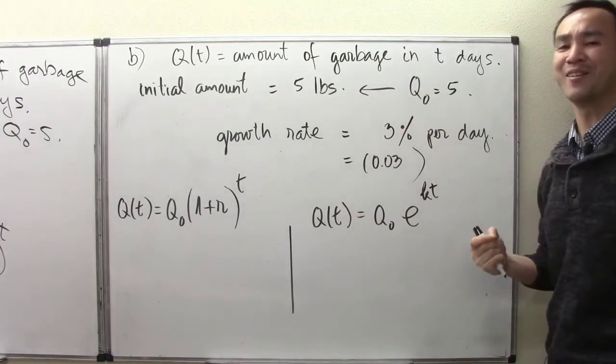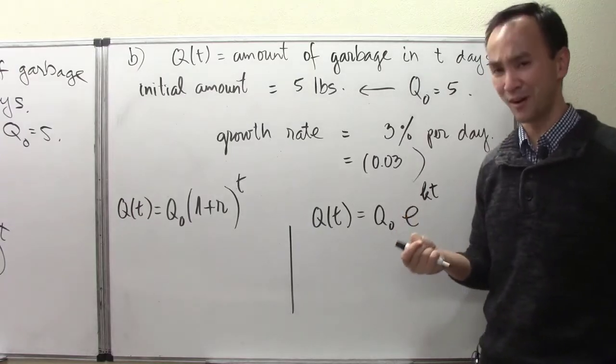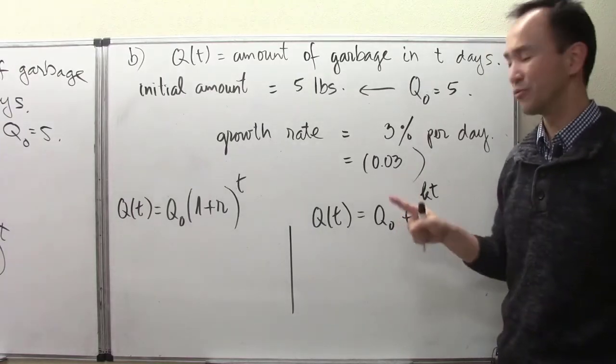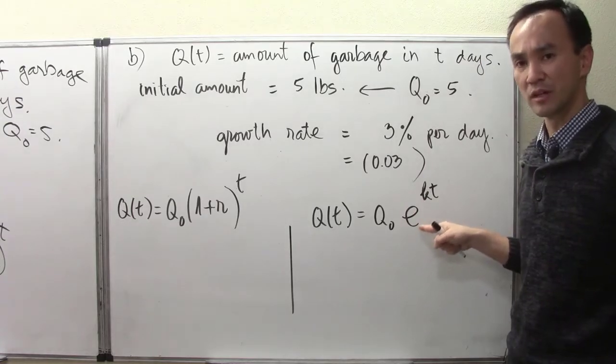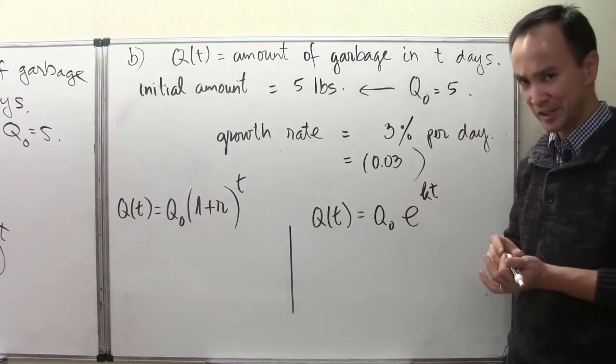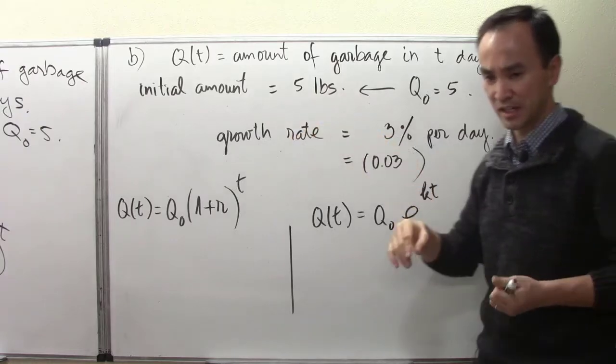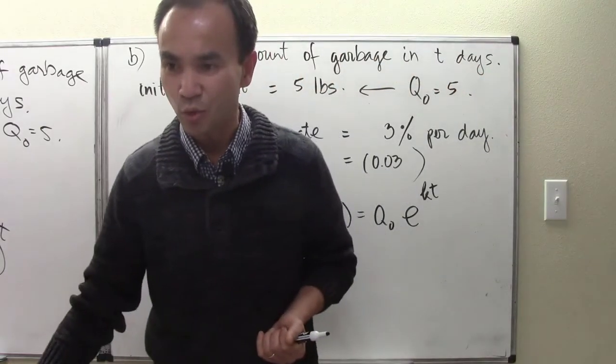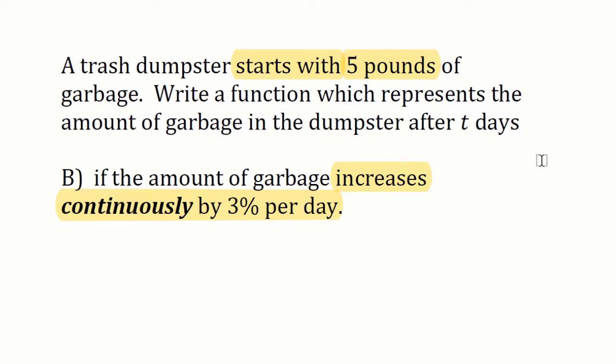All right, needless for me to say, anyone viewing this lesson already has something in mind. I will go with this version right here. I will go with this particular model because here's the thing. I did not write it down yet, but in the problem itself, there was this word that got into my attention: continuously by 3% per day. The amount of garbage increases continuously, and that word is printed in boldface. Okay, so continuously by 3% per day.